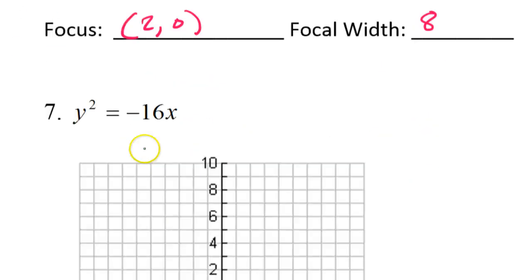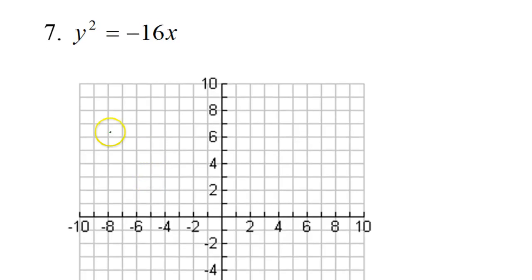Let's take a look at number 7. First of all, will this be up, down, left, or right? Ignoring the negative 16 for a minute, I have x equals y squared. That's not normal. The normal equation was y equals x squared, not x equals y squared. So this is going to be sideways. Because of the negative, I know it's going to be sideways opening to the left.